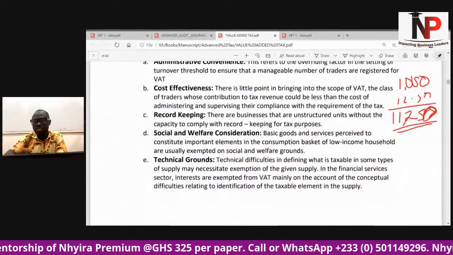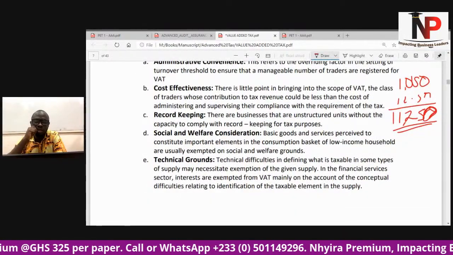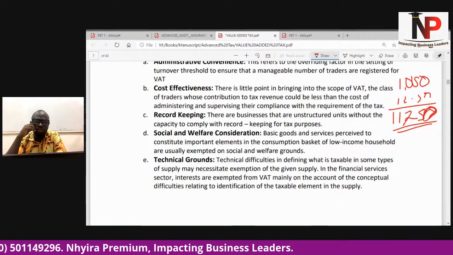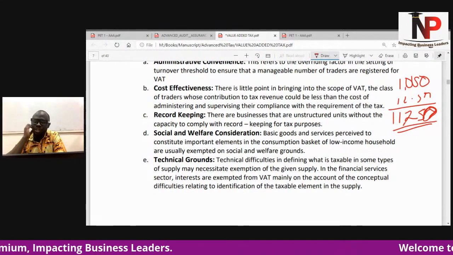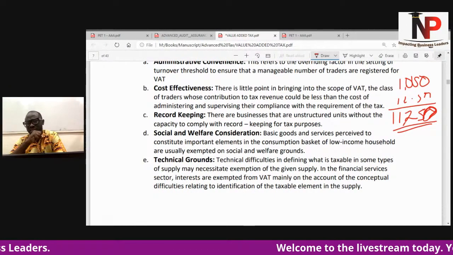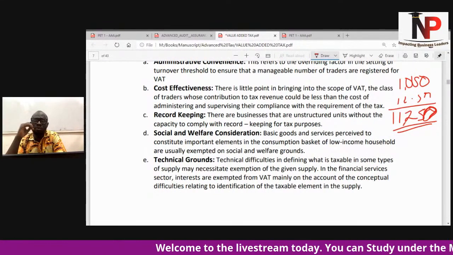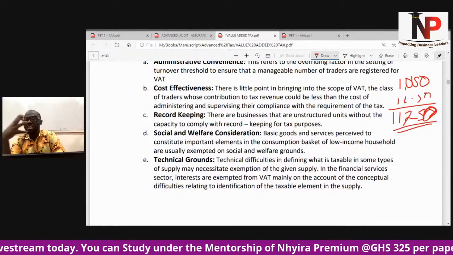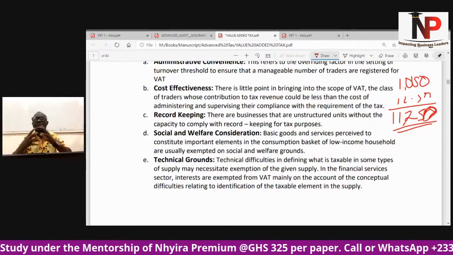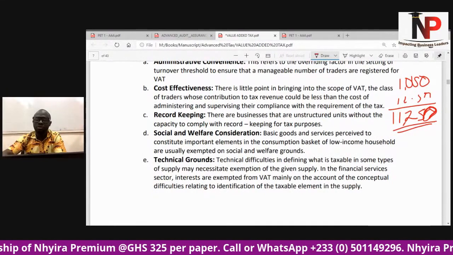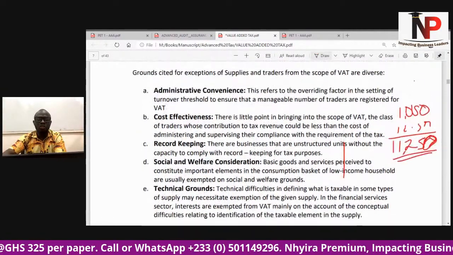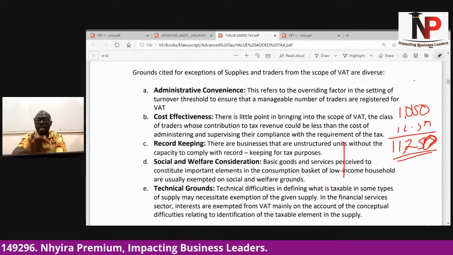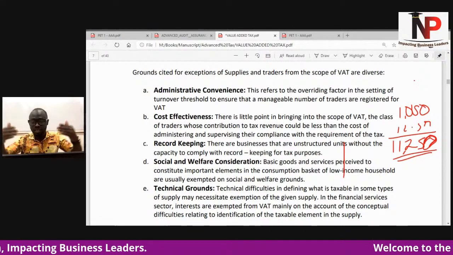Then the last thing I have there is technical grounds. Technical difficulties in defining what is taxable in some types of supply may necessitate exemption of a given supply. So sometimes on technical grounds, when we look at what the person is undertaking, it'll be really difficult to actually bring it under the tax scope. So let's just allow them to have their own thing. So these are some of the grounds or reasons or bases why certain supplies are treated as exempt supply.